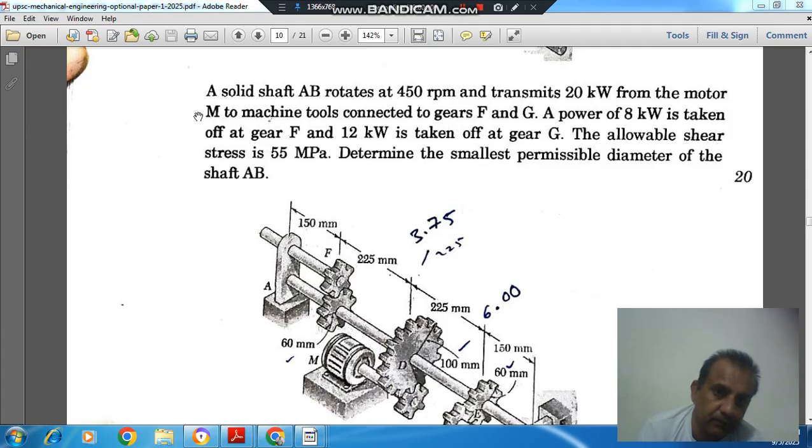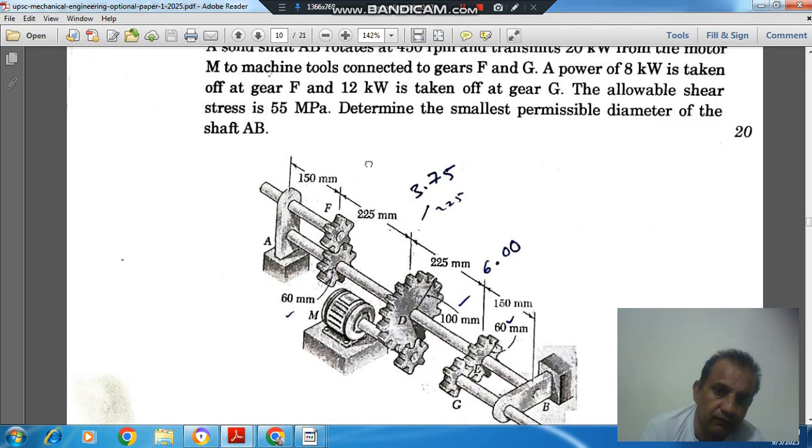Question number 4b: a solid shaft AB rotates at 450 rpm and transmits 20 kilowatt from the motor M to machine tools connected to gears F and G. If power of 8 kilowatt is taken off at gear F and 12 kilowatt is taken off at gear G, and the allowable shear stress is 55 MPa, determine the smallest possible diameter of shaft AB.